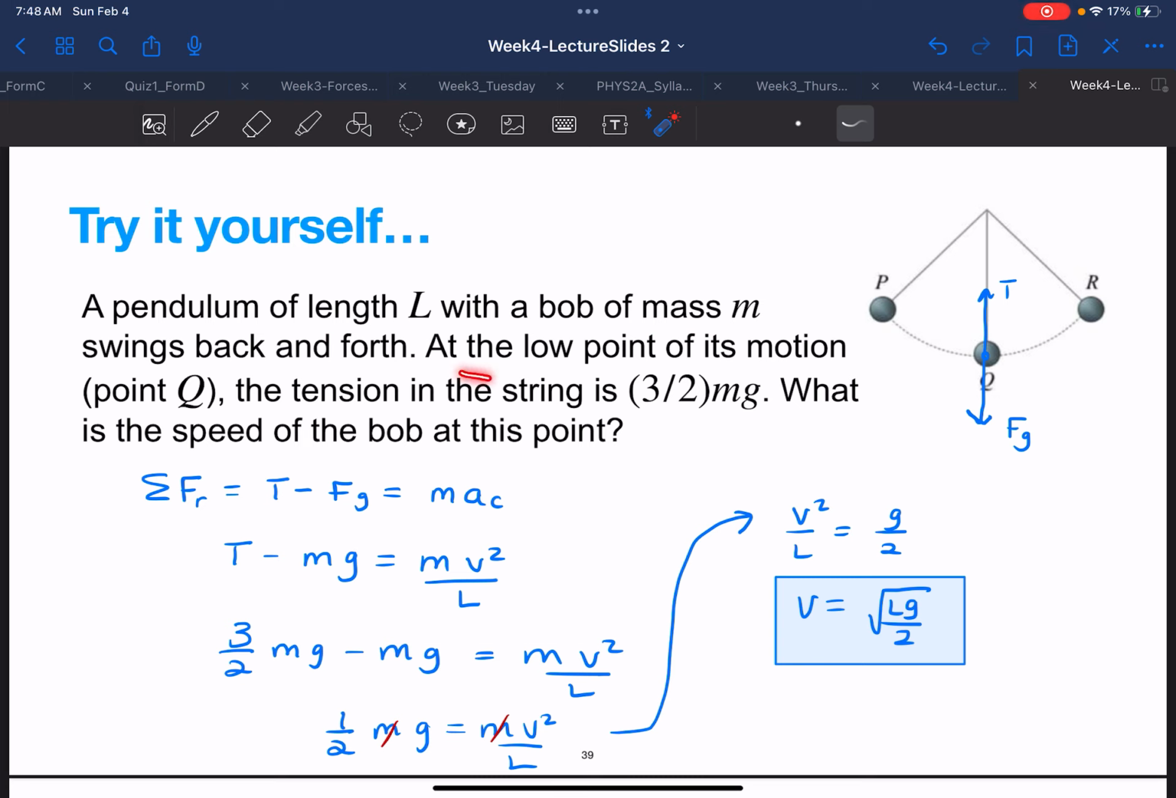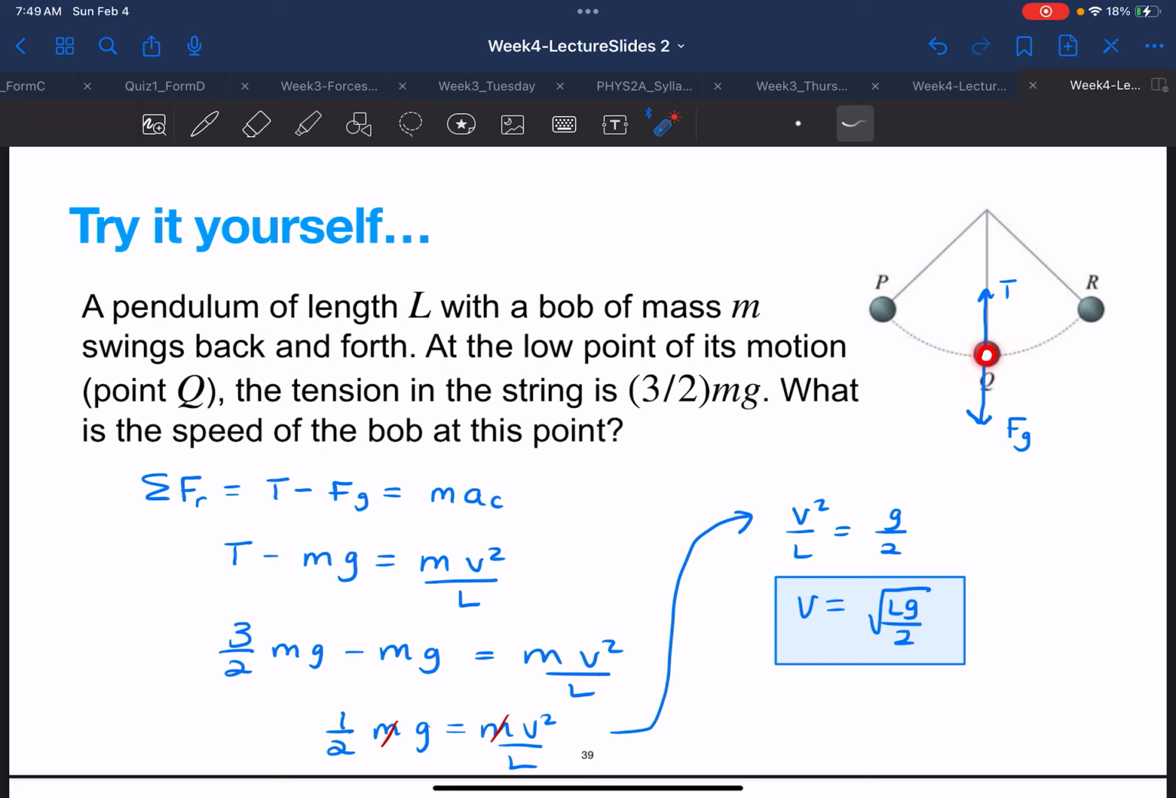forth. At the low point of its motion, point Q here, the tension in the string is 3/2 mg, basically 3/2 the force of gravity. What is the speed of the bob at this point? So again, the first thing we do in this case is draw a free body diagram.